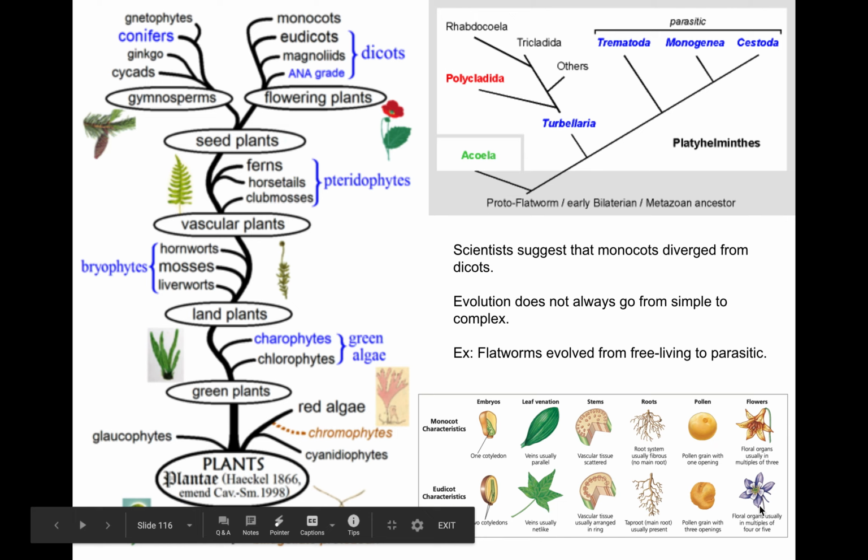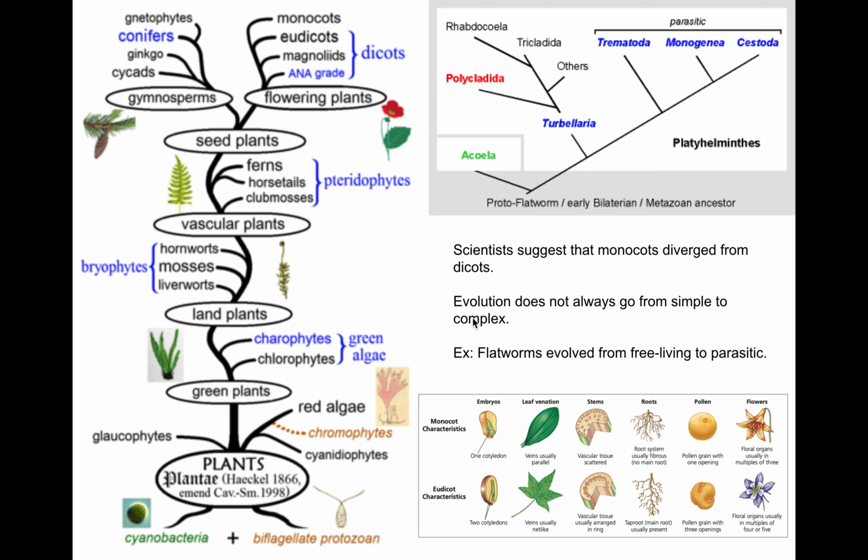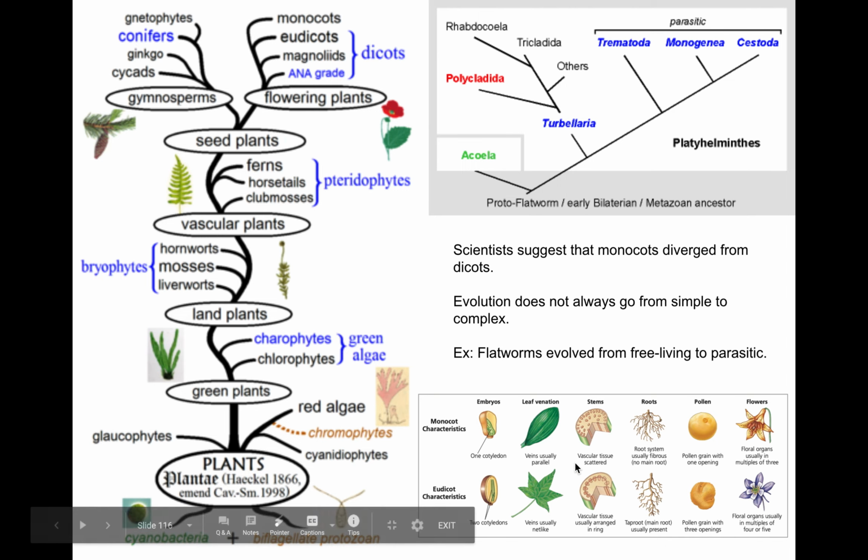So these guys seem like a little bit more complex than the monocots. However, the monocots are, scientists believe, diverged from the dicots. So evolution does not always go from simple to complex. An example of this is in flatworms. So flatworms, all right, are parasitic species that evolved from free-living species.